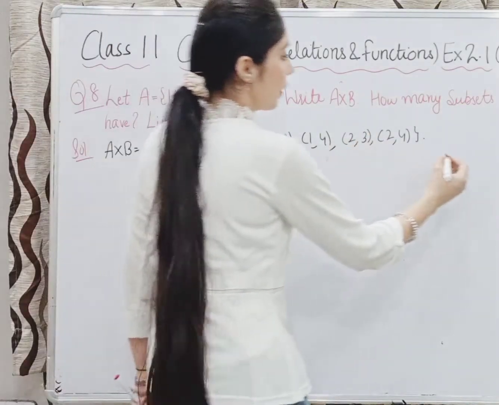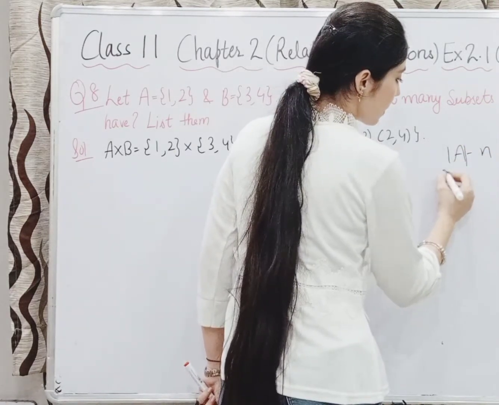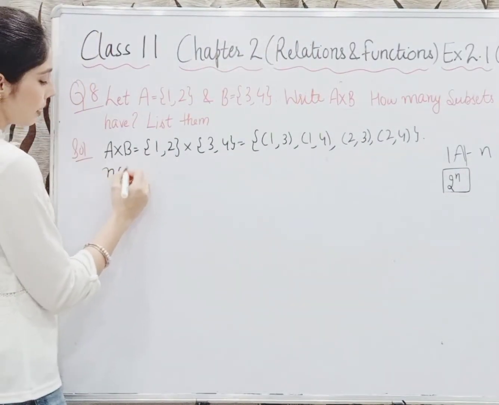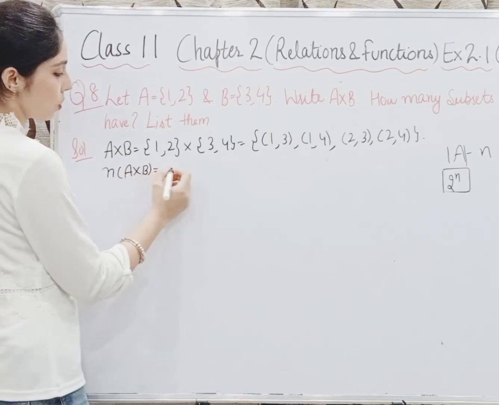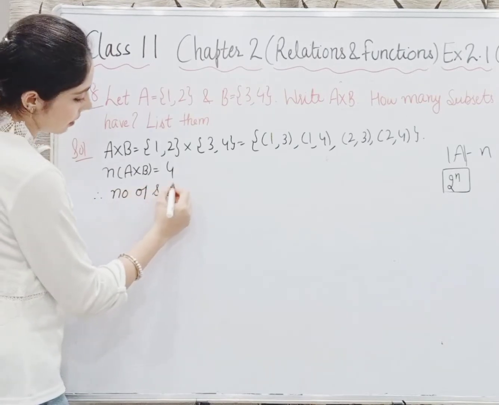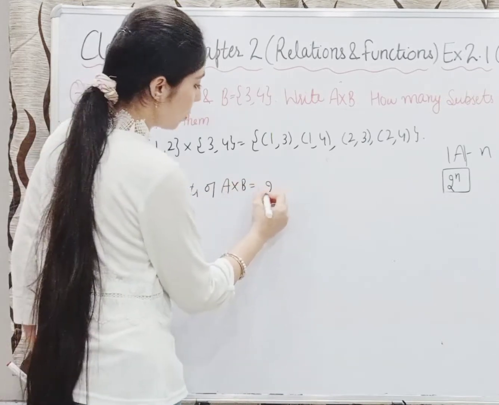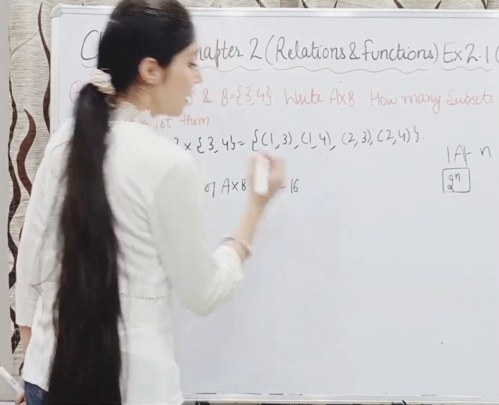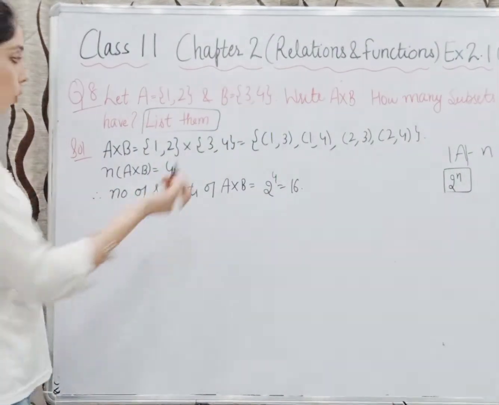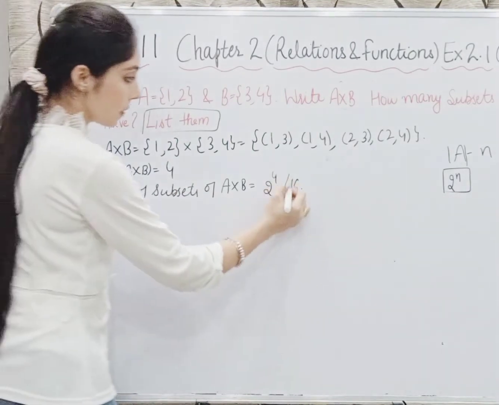We know that if A is any set and A has n elements, then the number of subsets will be 2 raised to the power n. Okay. So the number of elements in A cross B is equal to 4. Therefore, the number of subsets of A cross B is equal to 2 raised to the power 4, which will be 16. Okay. Next, we have to list them. We have to write all the subsets of the Cartesian product. Okay. So there will be 16 subsets.